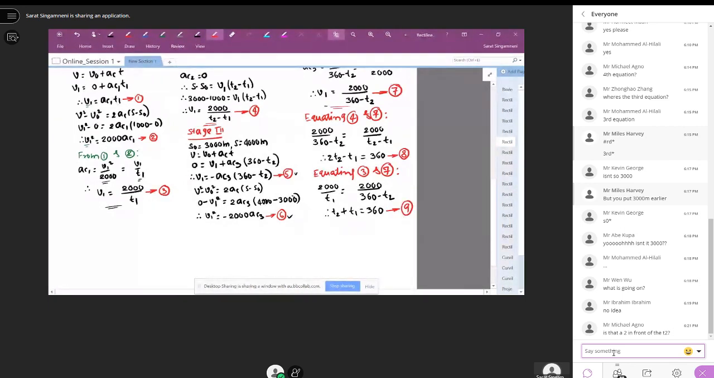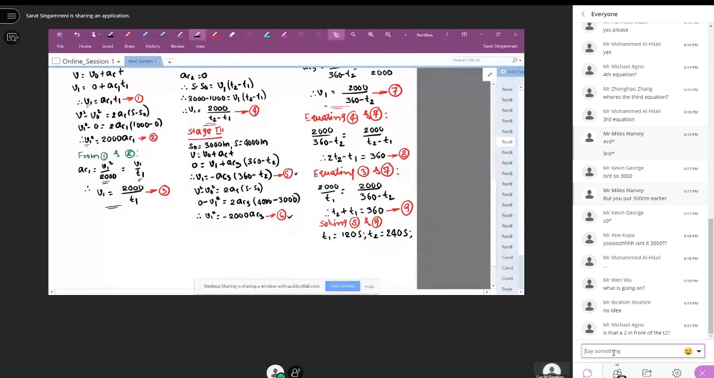Now equations 8 and 9, you only have T1 and T2 unknown. So these are two simultaneous equations with two unknowns. You can solve them easily. Solving 8 and 9 simultaneously, we will get T1 equal to 120 seconds and T2 equal to 240 seconds.